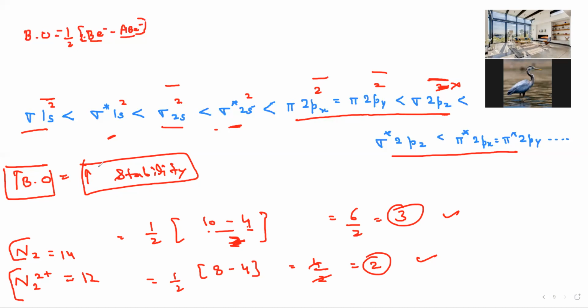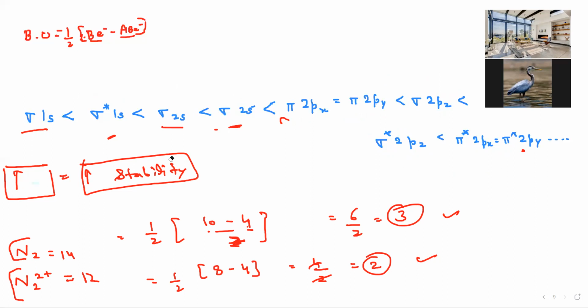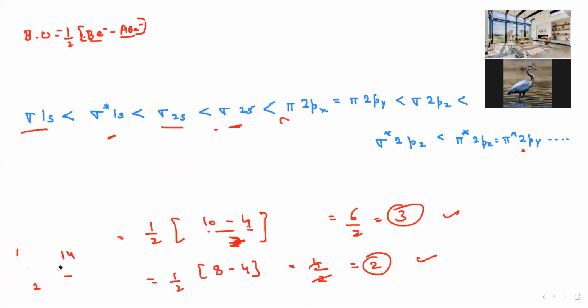And what is that little bit of change? This is sigma 2pz. When you have more than 14 electrons, it has more stability, that's why it will come here. And the sigma antibonding will go back. Everything remains the same, only two things will get changed.